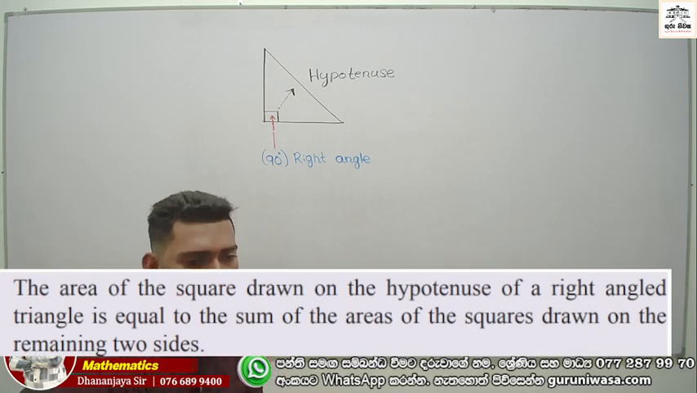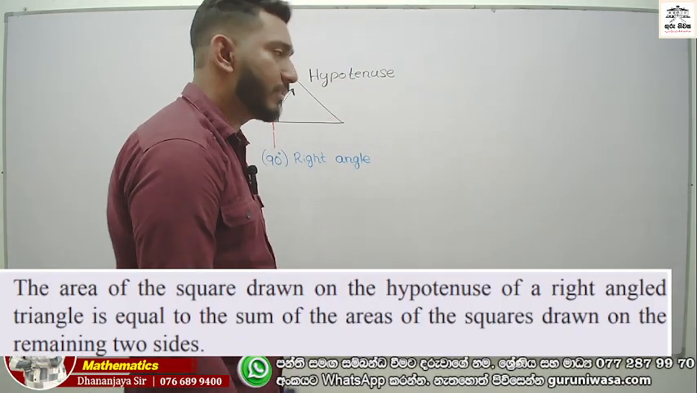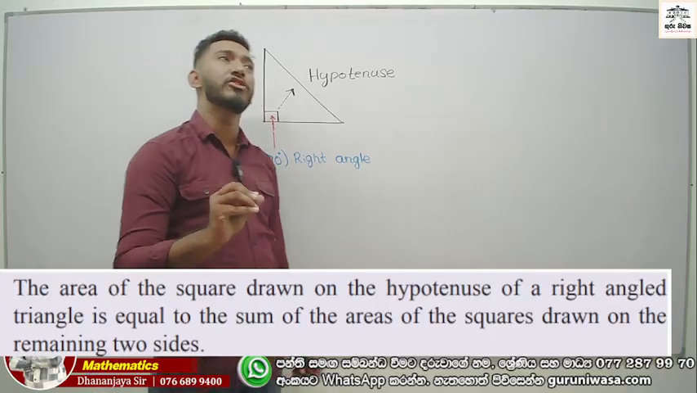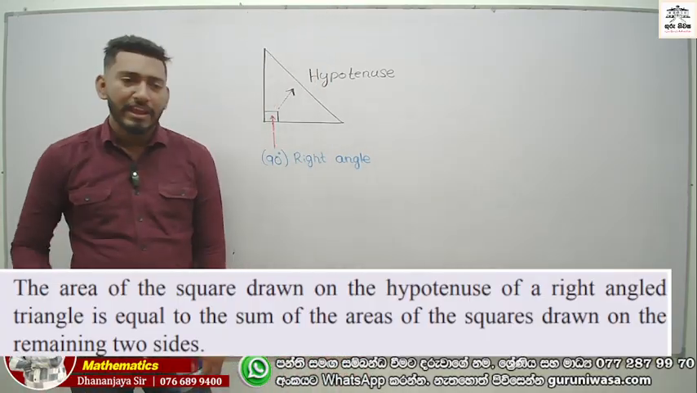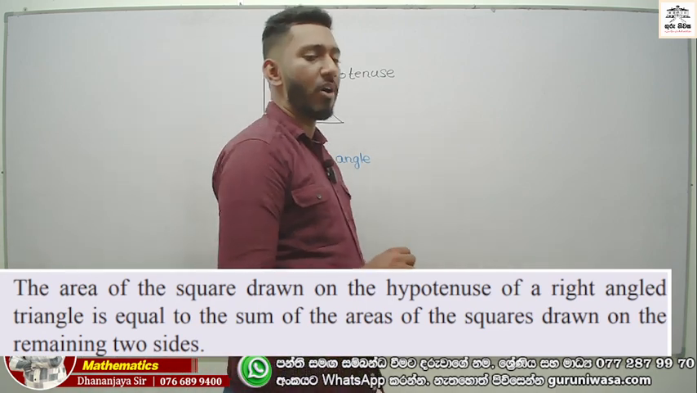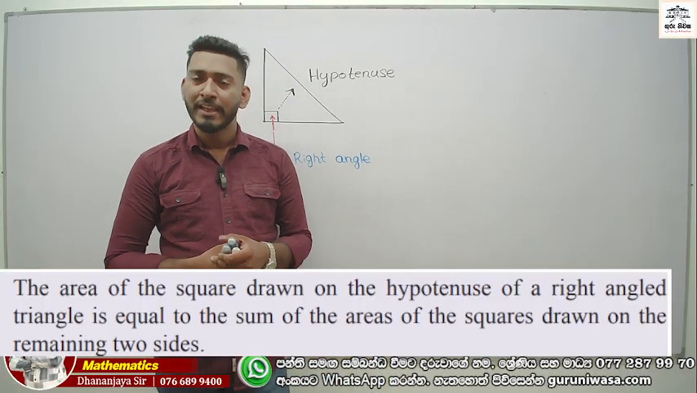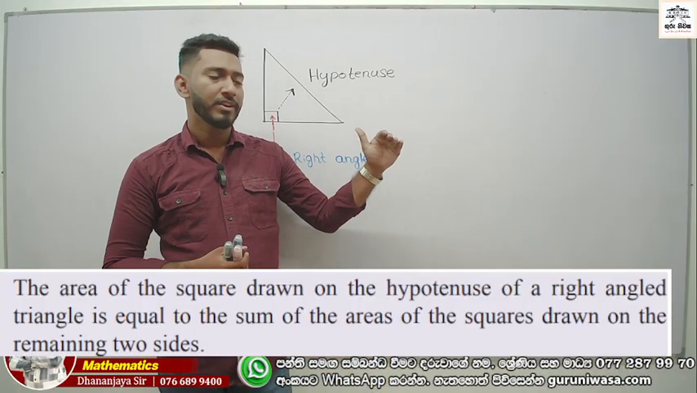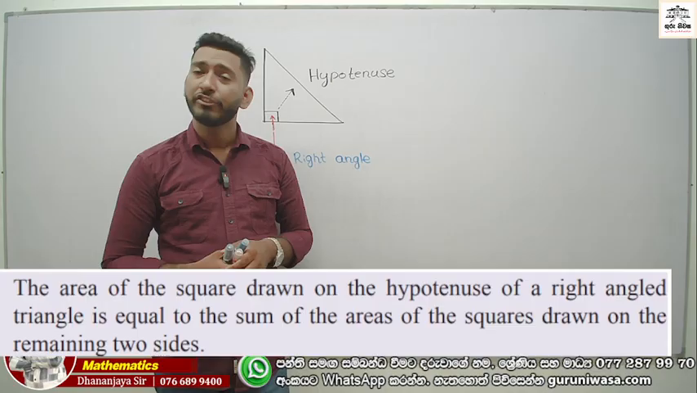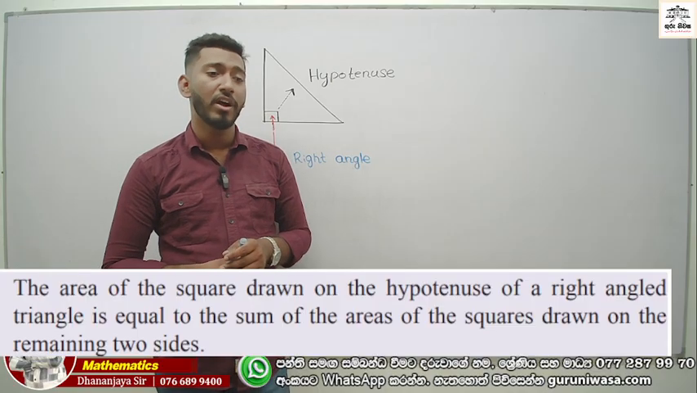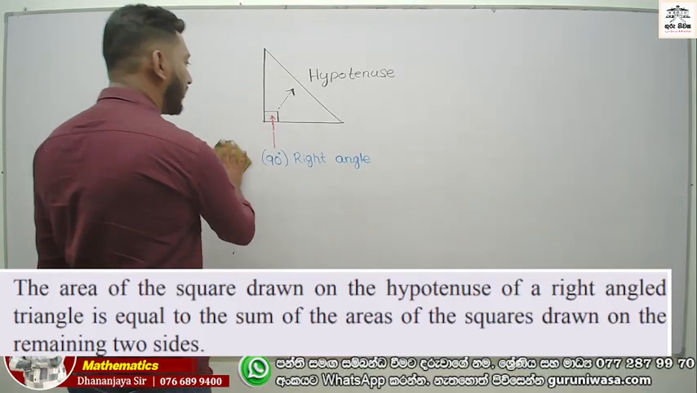Right. Now look at this. This one we call the Pythagoras theorem, and you need to memorize it. Now listen. The area of the square drawn on the hypotenuse of a right angle triangle is equal to the sum of the areas of the squares drawn on the remaining two sides. This is the Pythagorean relationship, right?